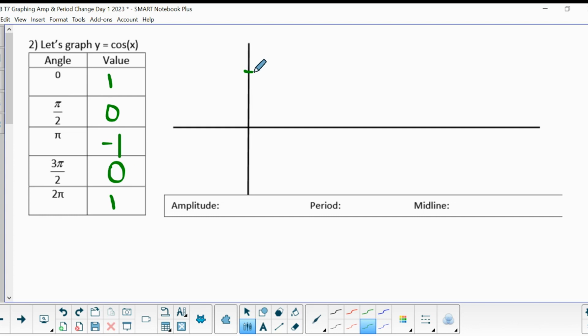So you can see that my maximum value is 1 and my minimum value is negative 1. And just like before, I'm going to mark out the distance of 2 pi. And then find 4 more markings evenly spaced in the middle, which for cosine will be just like sine. We'll use pi over 2, pi, and 3 pi over 2.